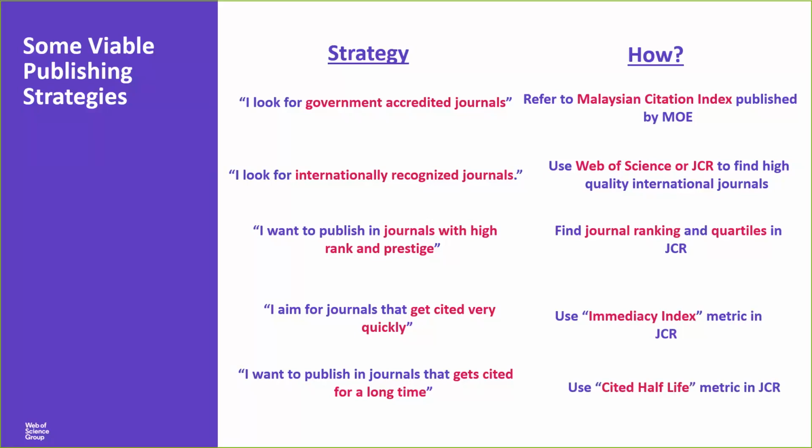And there is a metric within JCR that would help you to identify these sets of journals. This metric is called the cited half-life. The cited half-life is usually measured in terms of number of years. Okay, and I will show you the details later. So on the screen now, you have the full 5 strategies that I like to share with you so that you can easily identify the journals to publish in.